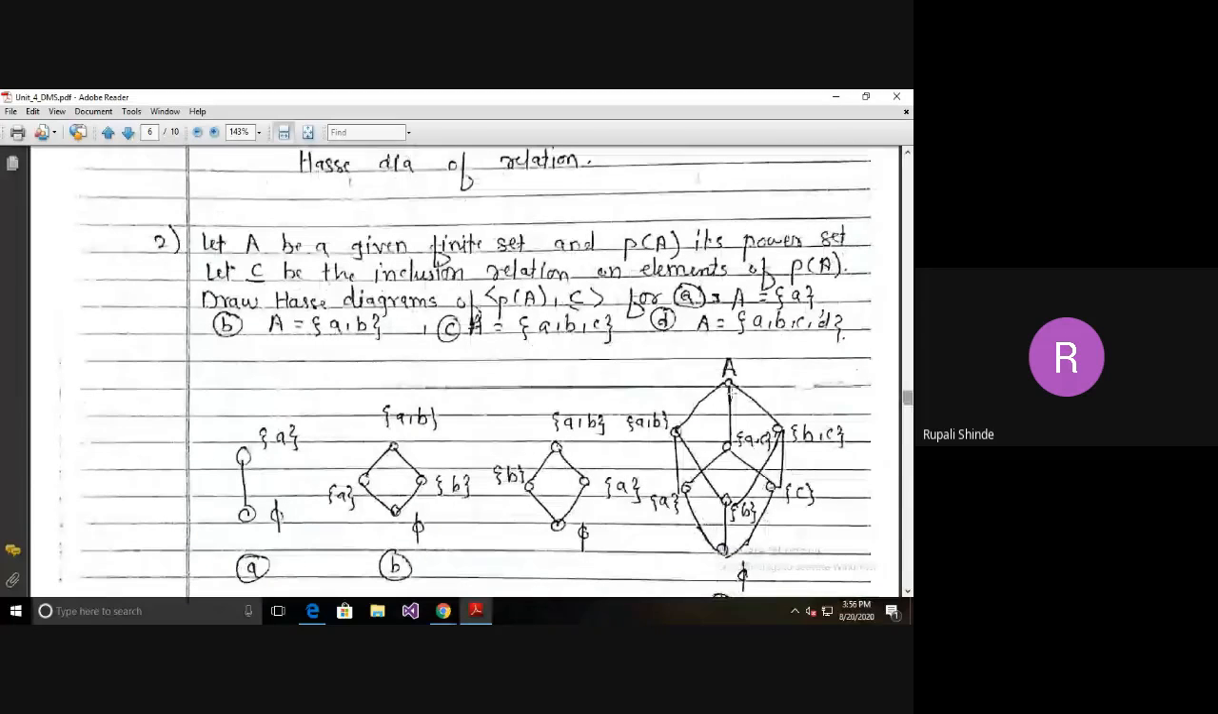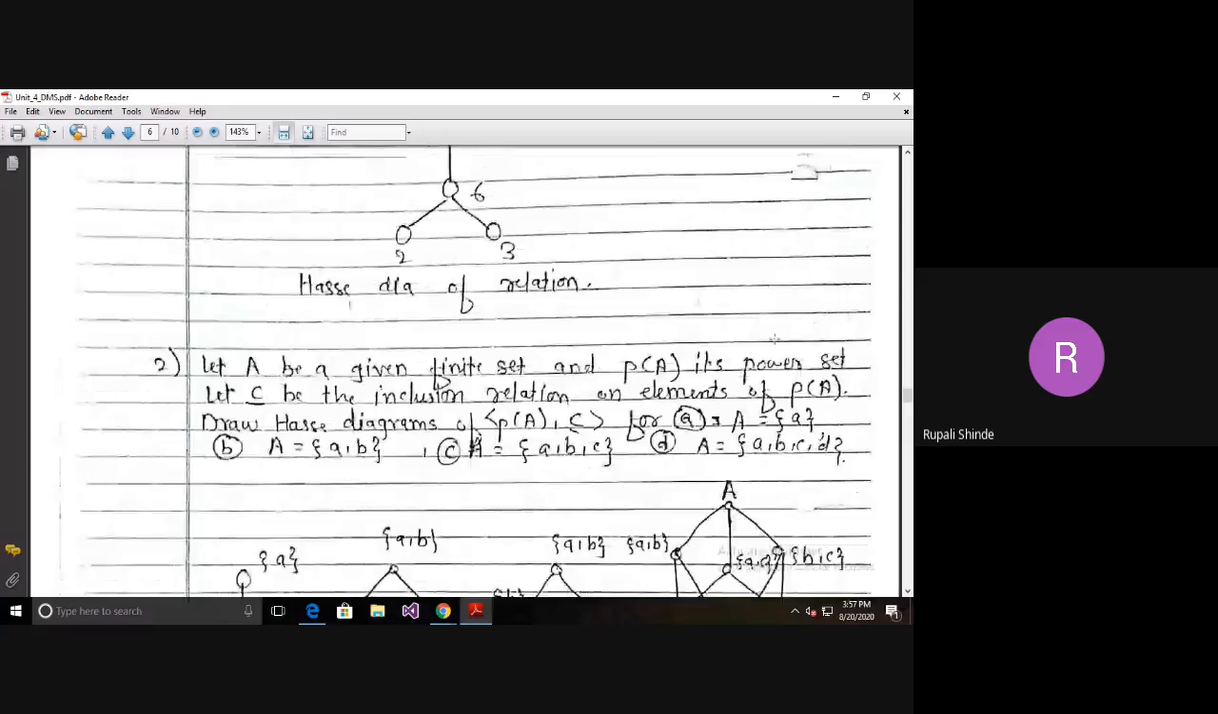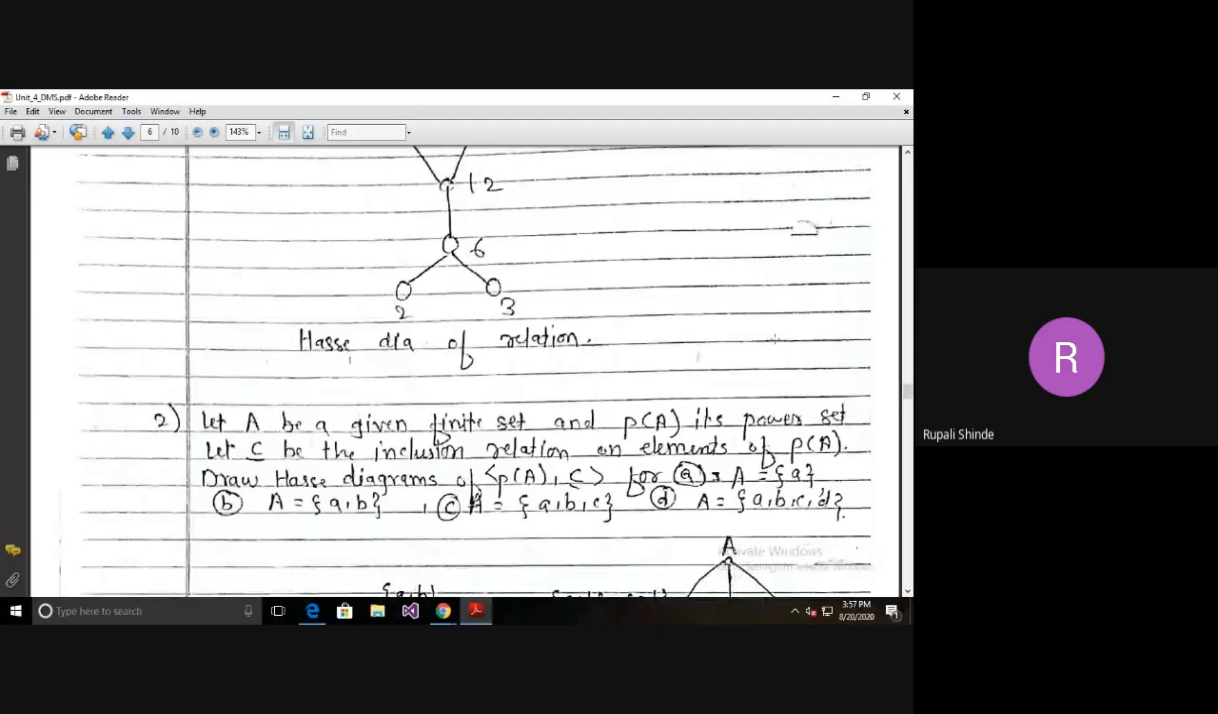Let us consider next example. Let A be a given finite set and P of A its power set. Let subset be the inclusion relation on elements of P of A. Then draw the Hasse diagrams of partially ordered set P of A, subset, for A equals set A. Okay. So now we will see what is the meaning of this.